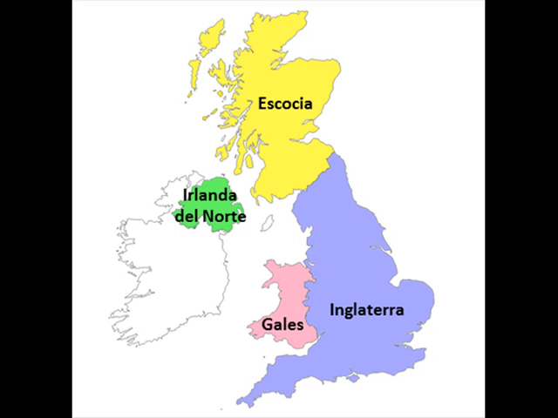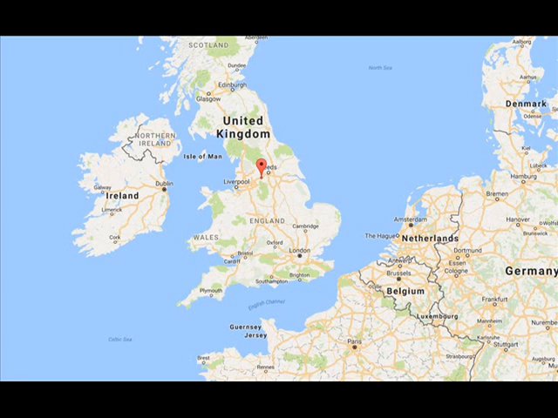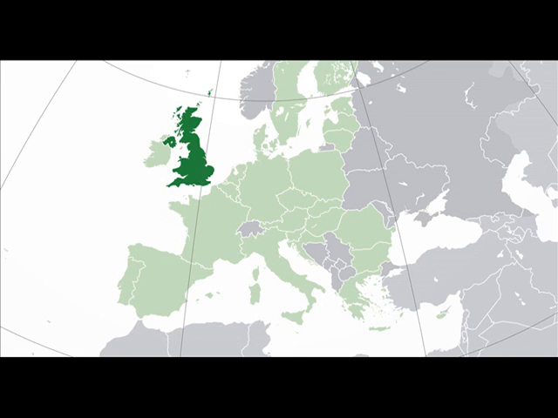Location: the United Kingdom is located northwest of continental Europe. Its territory is formed by the island of Great Britain, the northwest part of the island of Ireland, and small islands. Great Britain is bordered to the north and the west by the Atlantic Ocean, to the east by the North Sea, to the south by the English Channel, and to the west by the Irish Sea.